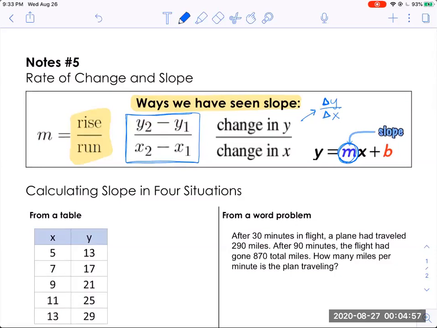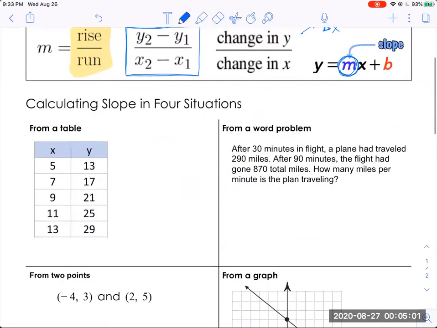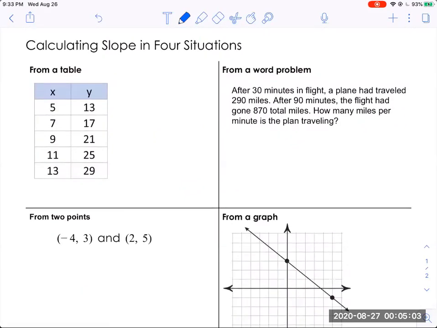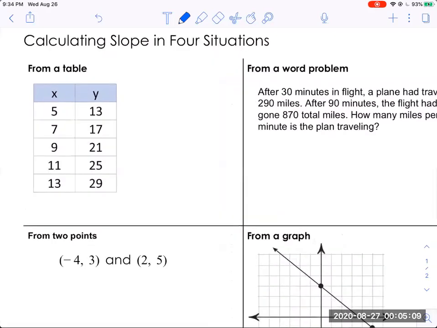So today we're going to be focusing on slope. And we're going to calculate slope in 4 different situations: from a table, from a word problem, from 2 points, and from a graph. So we'll start with from a table.